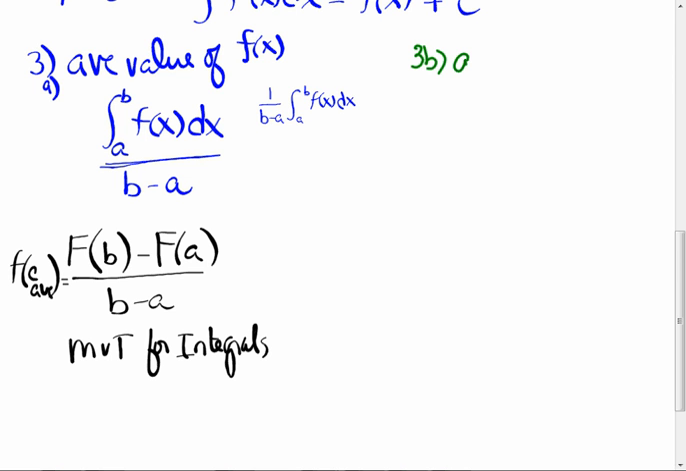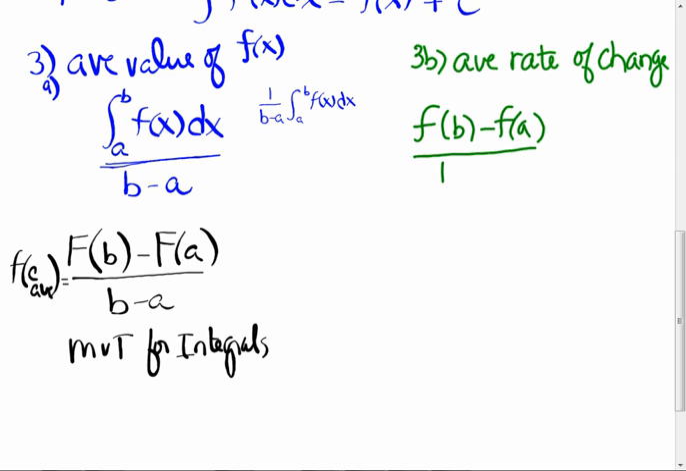Now, 3b, what is the average rate of change? If you read the problem too fast, this is going to be a problem. You've got to slow down and read all the words. The minute you hit average, it all depends on what you have. But the average rate of change is f of b minus f of a over b minus a. Look at that. It looks the same, doesn't it? Almost. Different function.